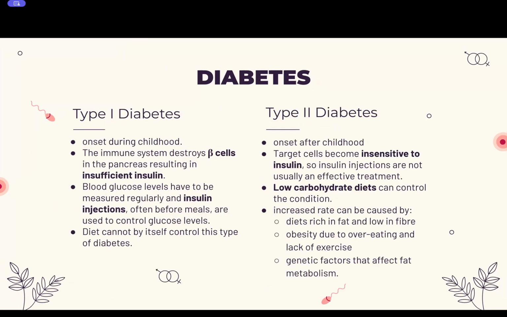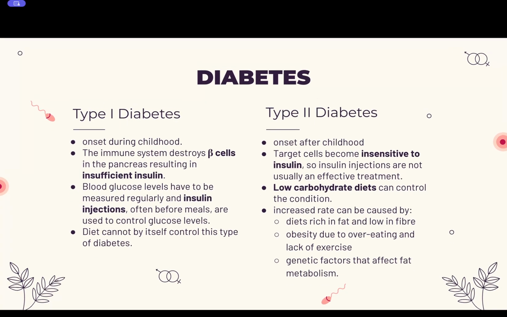The next condition that we need to know related to the homeostasis of blood glucose is diabetes. The actual term is diabetes mellitus, and there are two types of this condition. There's type 1 and there's type 2.